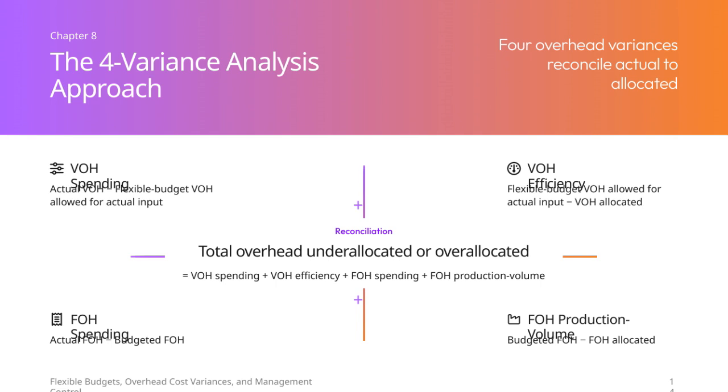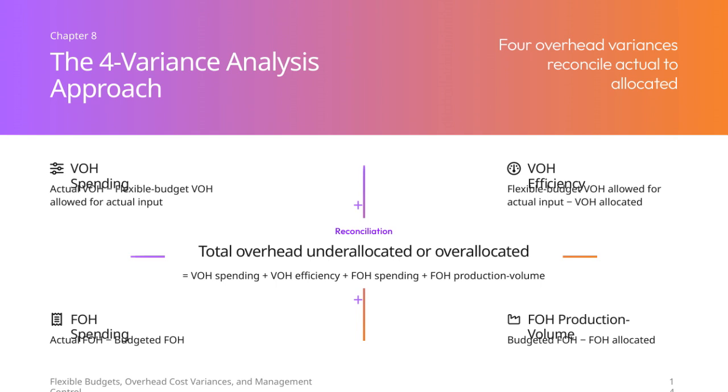When we add all these four variances together, the variable overhead spending and efficiency variances plus the fixed overhead spending and production volume variances, we get the total overhead variance. This total tells us whether overhead costs were underallocated or overallocated, and it's a crucial part of managing overhead costs effectively. Understanding these four variances gives us a clearer picture of where overhead costs are deviating and helps management control and adjust operations accordingly.